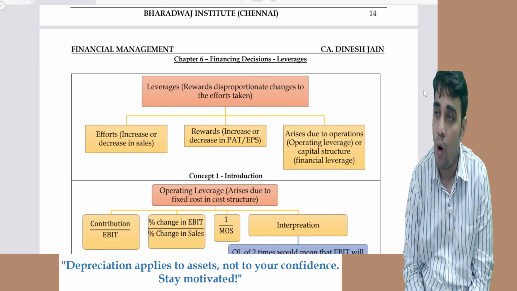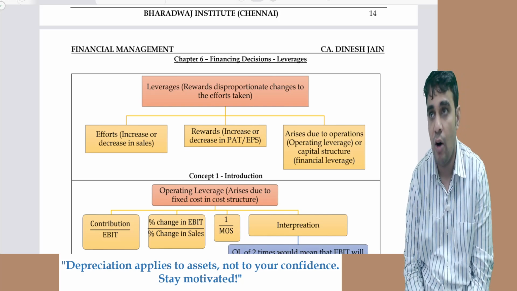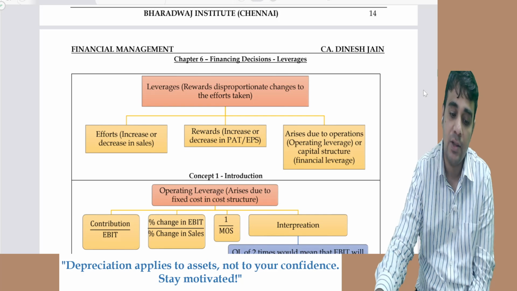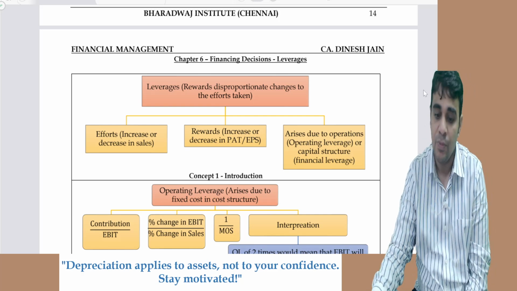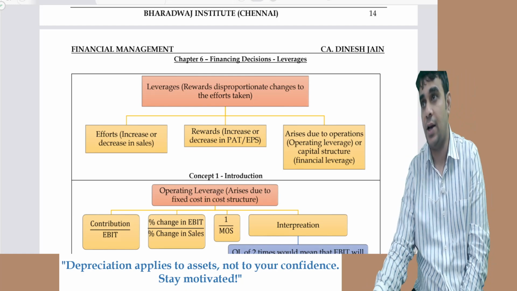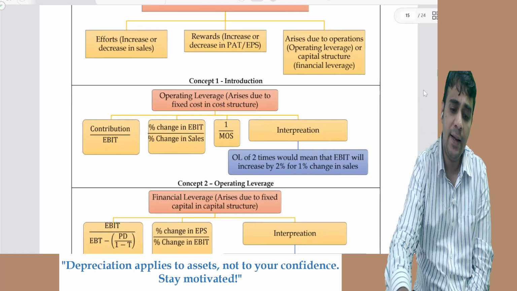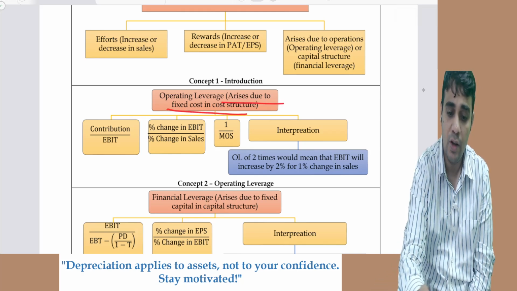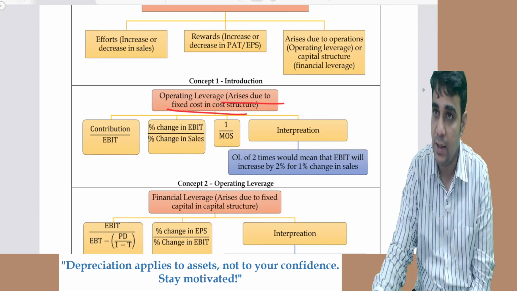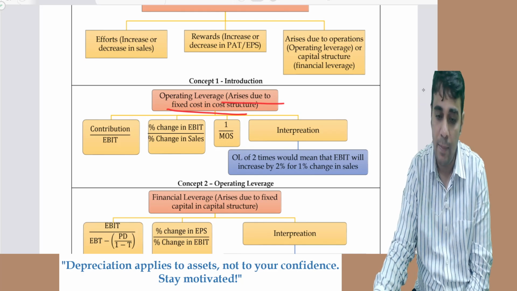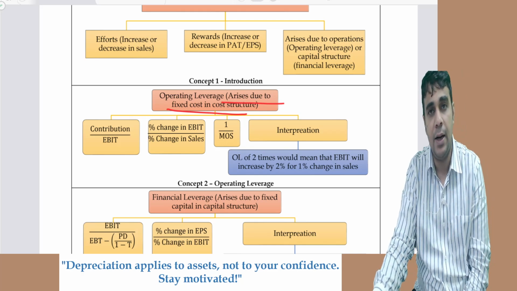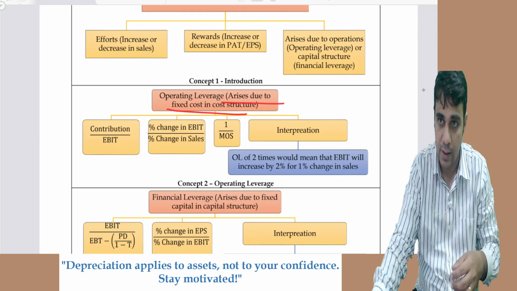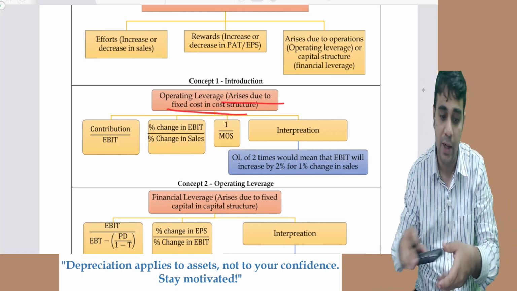This arises due to operating leverage, also called business risk, and capital structure, which is financial leverage or financial risk. Operating leverage arises due to fixed cost in the cost structure. It is contribution by EBIT, or percentage change in EBIT by percentage change in sales, or 1 by MOS, which I'll explain in today's session. The interpretation is: if OL is 2 times and sales go up by 1%, EBIT will change by 2%.